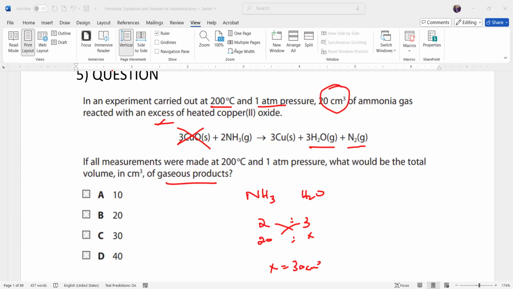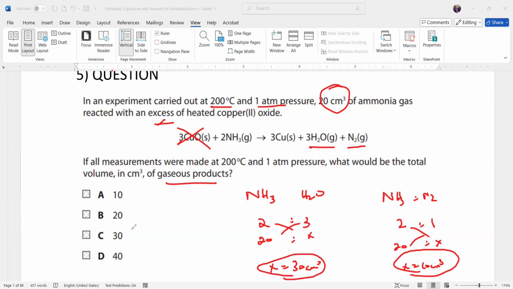Because when volume is given for a gas, you just take the mole ratio. Same thing, what is the ratio between ammonia and nitrogen? The ratio between them is 2:1. So if you have 20 cm cube, this will be X, cross multiply. So you get 10 cm cube. So 10 cm cube of nitrogen and 30 cm cube of water vapor. So what is the total amount of the gaseous product? That is equal to 40 cm cube. Is it clear, this method?